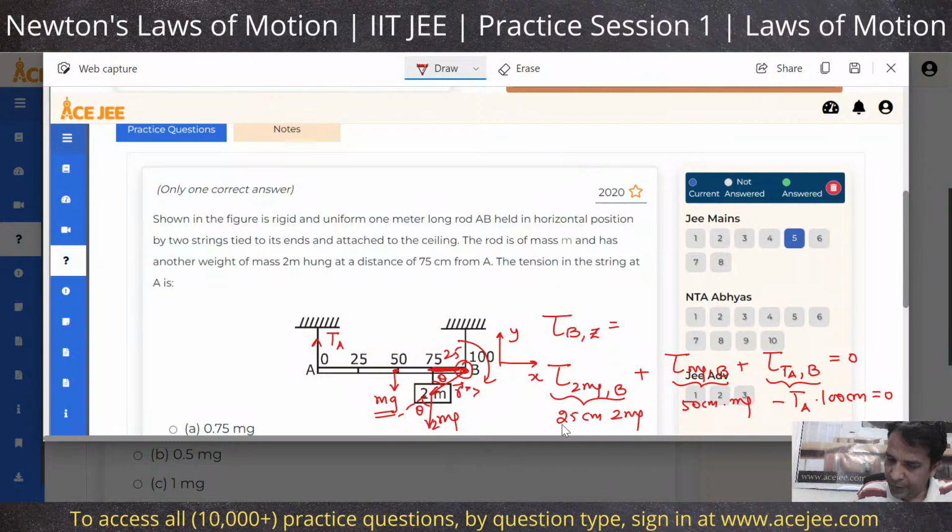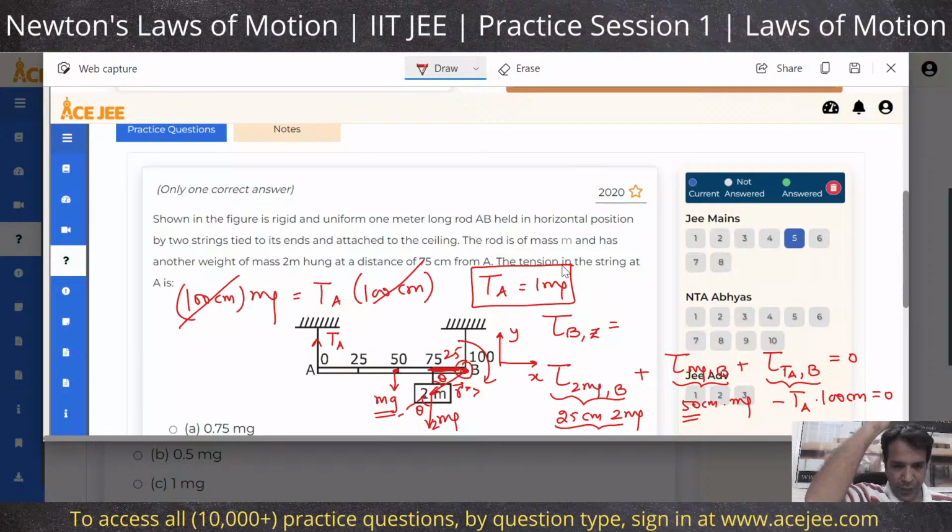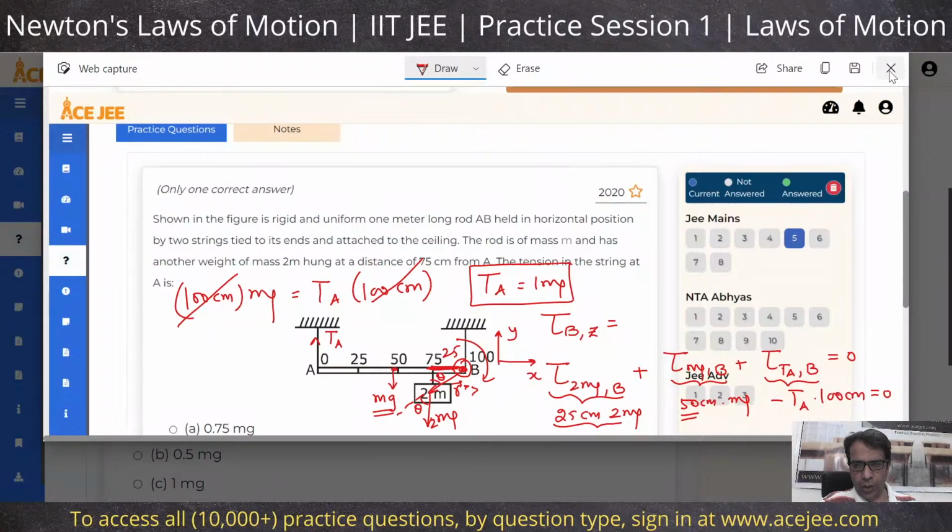So what this gives us then is, this is 50, this is 50, so 100 centimeters into mg is equal to TA into 100 centimeters. So TA is 1 mg. Yes, beta? Yes, sir. Okay. If you had to find TB, the tension in the other string, then you would take the torques about point A. Let's do one more question, then we'll stop.